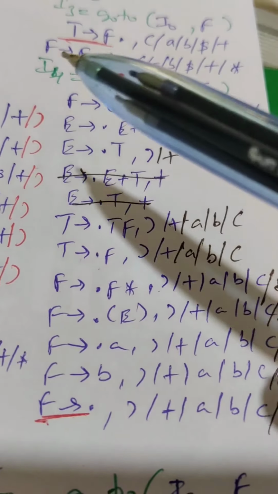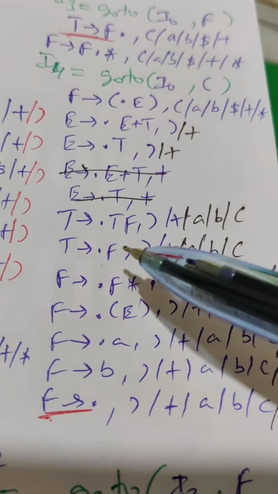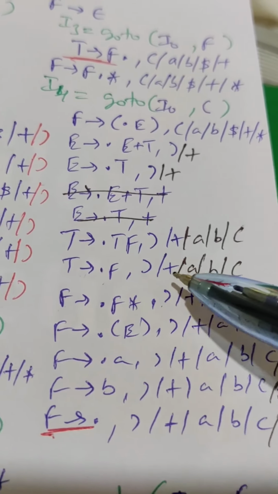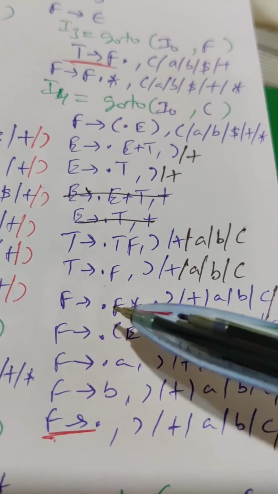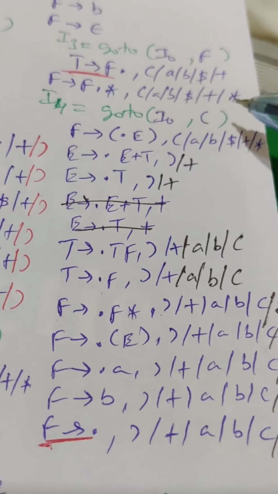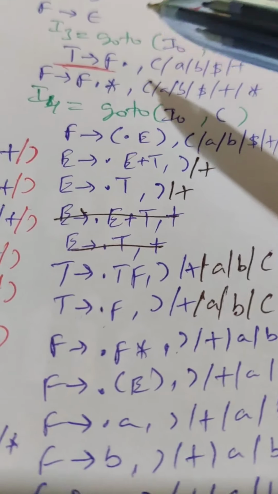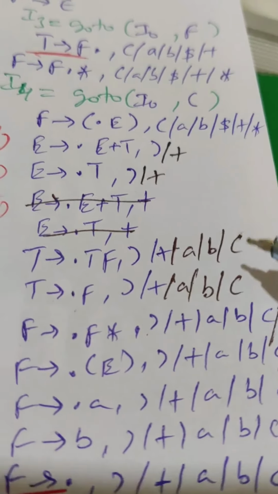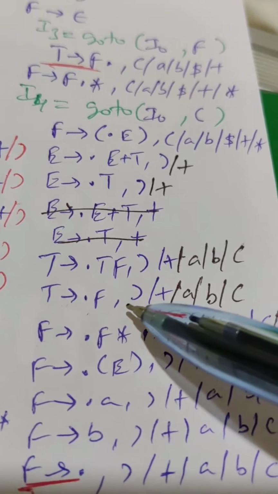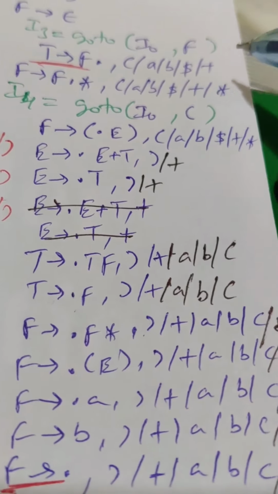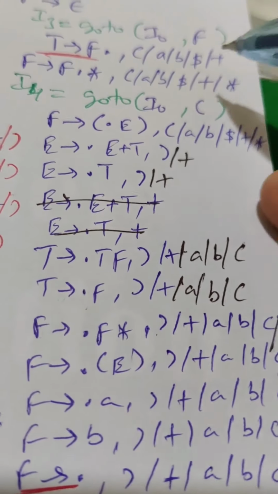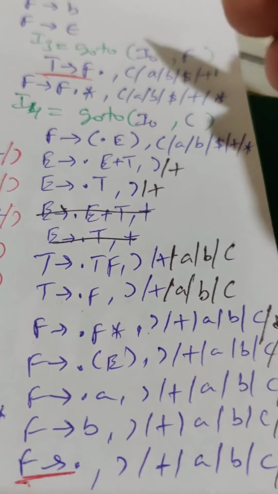item is go to of I4 comma F. Now for I4 comma F, if you observe, T goes to F dot and all the lookaheads are exactly the same as what we have here. Now F goes to F dot star with these lookaheads, same as this. So it's item number 3. The only difference is in the lookaheads. What we have extra here is the closing bracket, the rest is all the same. So let's go back and merge that lookahead with the closing bracket.